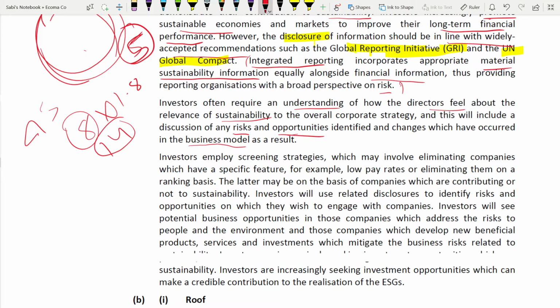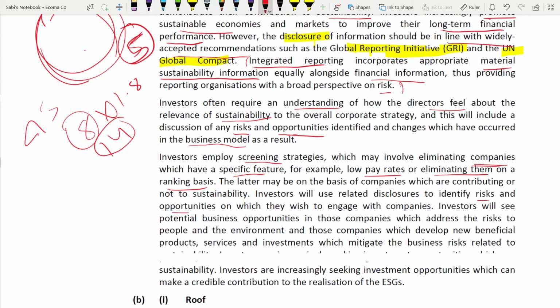Okay. Next, screening strategy. We already told that to screen out companies, investors often require the sustainability reporting and all those things. They can eliminate companies which have specific features. If you have time, you can write this, but this is just a repetition, I feel, of the previous points that you're screening based on some criteria. For example, if a company is paying a low rate, just eliminate them, don't invest. Or you can rank them based on sustainability or not sustainability, anything. Again, see how many times they're talking about risk and opportunity. They use the disclosure to identify risk and opportunity.